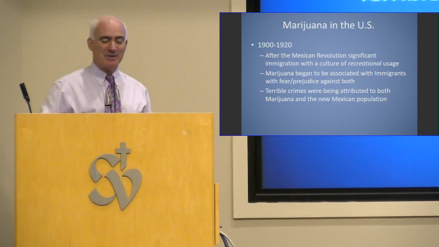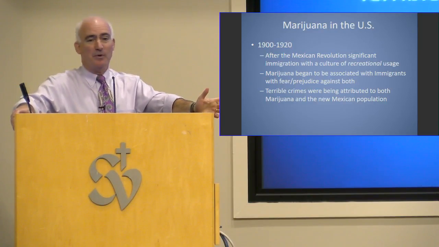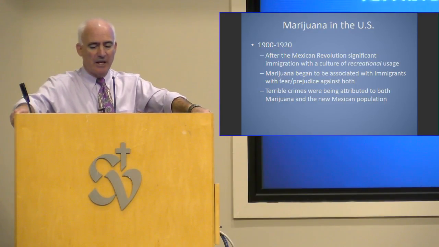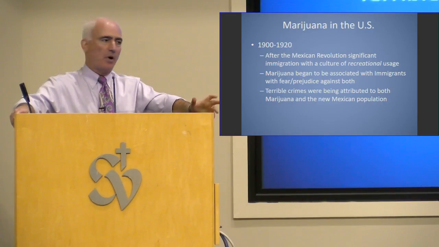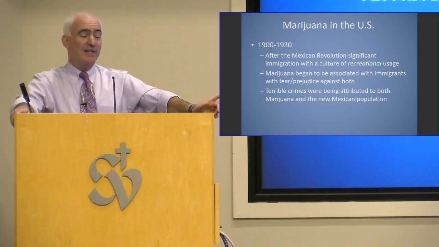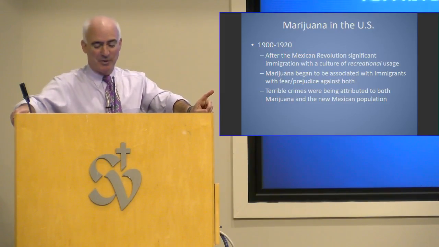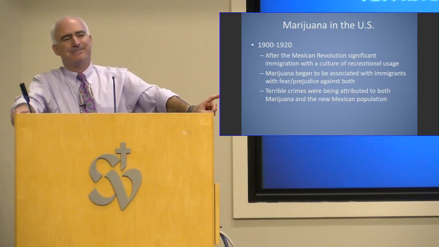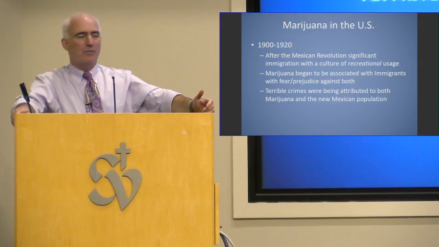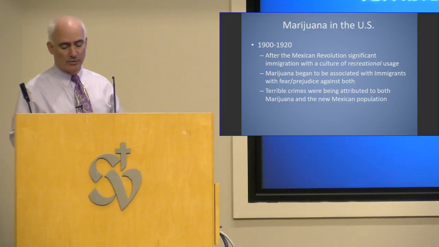So what about 1900 to 1920? Believe it or not, after the Mexican Revolution, there was significant immigration. People, just like today, wanting to get away from bad places where they may be shot or killed, and they go, let's go somewhere else where it appears safer, with a culture of recreational usage. This is part of a culture, part of religions, that they would use marijuana plants, peyote. Marijuana began to be associated, unfortunately, with immigrants, with fear and prejudice against both. Terrible crimes were being attributed to both marijuana and the New Mexican population. Kind of sounds familiar 100 years later, right? Unfortunately. But again, you can see some of the prejudices that were occurring then in tying patient populations to cultural issues. And this was in the early 1900s. There were a lot of articles you can read about that.